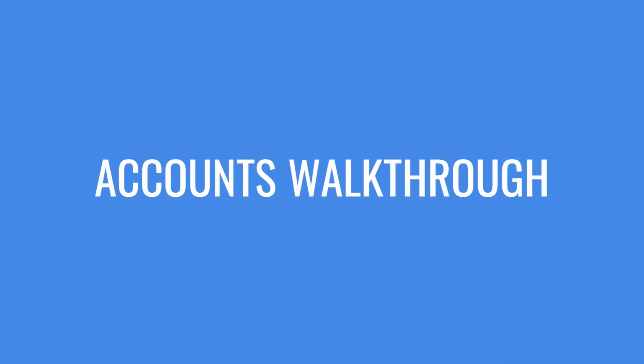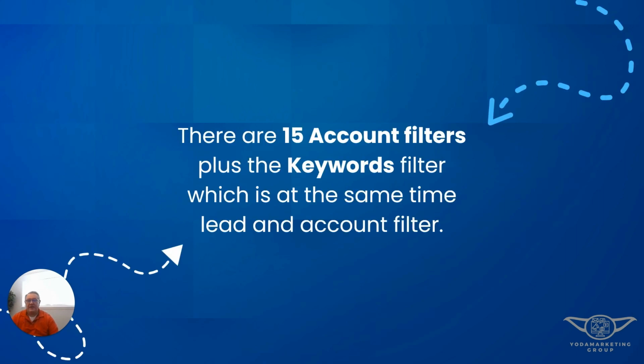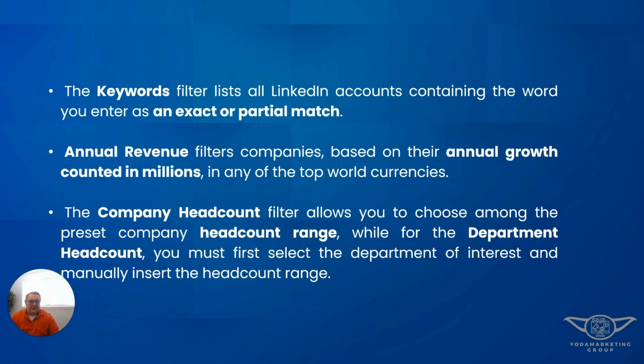All right, let's walk through accounts real quick. There's 15 account filters, plus you got keywords at the same time, okay? And keywords, set it up for an exact or partial match, and you can use asterisks or Boolean for some of that. We'll talk more about that later, but as an example, if you type in pres, P-R-E-S, and then the asterisk, it'll give you everyone with any variation of that in their title. President, vice president, senior vice president, executive vice president, and so on, right?